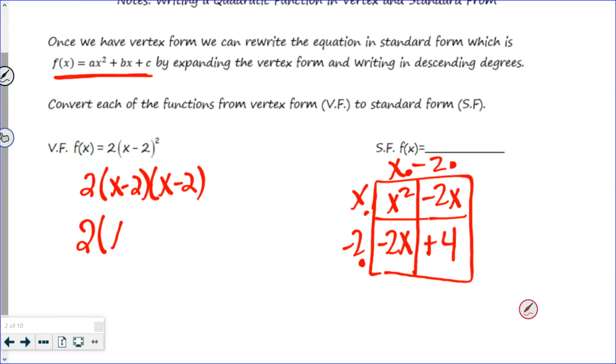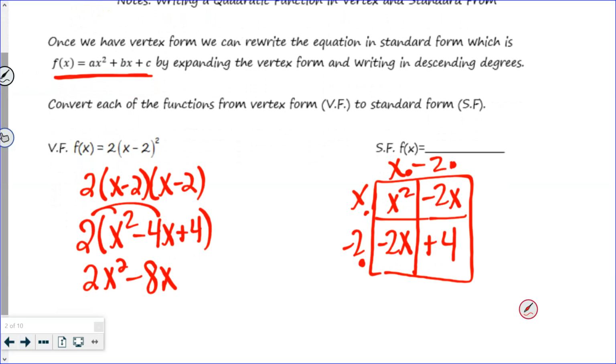So we got x squared as our first term. Then we add up our diagonal. So negative 2x minus 2x would be negative 4x. And then you've got positive 4. So now we've expanded the square there. We still need to distribute this 2 to each of the terms. So 2 times x squared is 2x squared. 2 times negative 4x is negative 8x. And last, 2 times 4 is positive 8. So that's all you have to do to get it into expanded form.